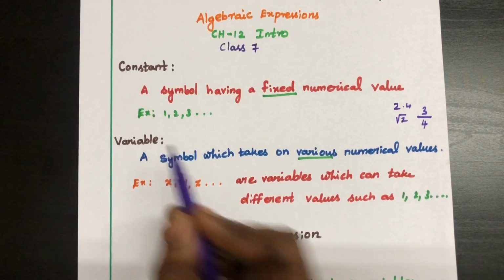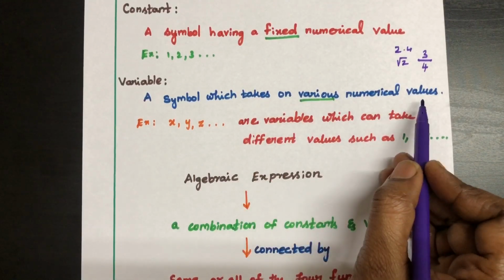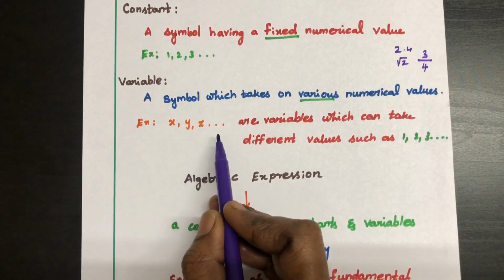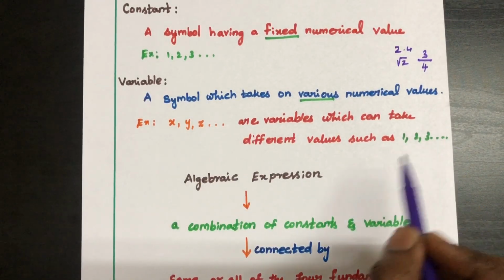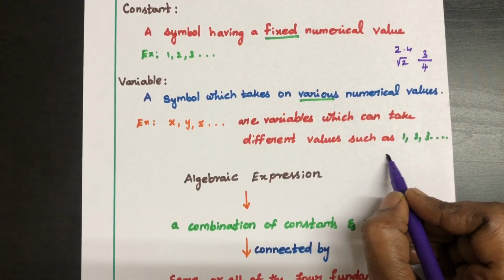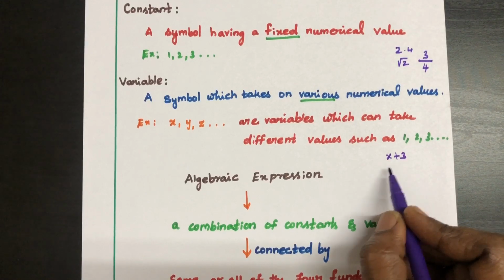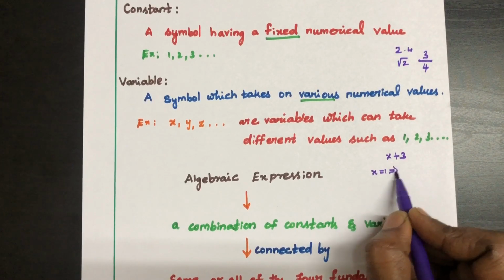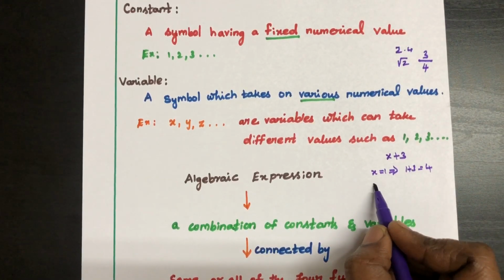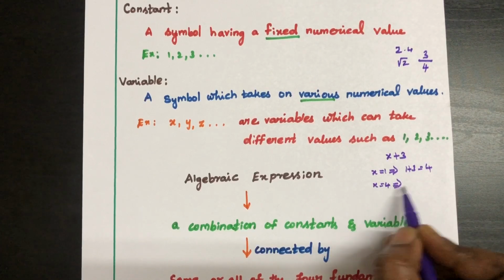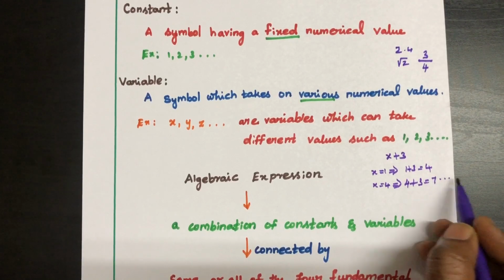Next, variable. A symbol which takes on various numerical values. Example, x, y, z and so on are variables which can take different values such as 1, 2, 3, etc. See here, for example, if it is x plus 3. If you give 1 for this x, what will come? Suppose x equal to 1, if you put 1 here, 1 plus 3 is equal to 4. Suppose x equal to 4, you are giving in the place of x 4. So 4 plus 3 gives us 7. So it will go like that.